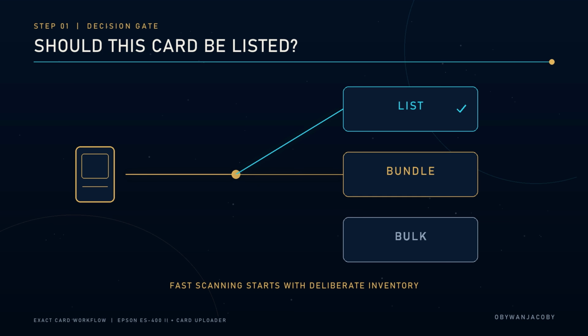Okay, the first step actually happens before the scanner. I have to decide whether the card deserves an individual listing at all. Just because I can scan something quickly does not mean it automatically deserves a spot in the store. Every active listing creates work, right? So it's verification, pricing, storage, fulfillment, and possible repricing if it sits.